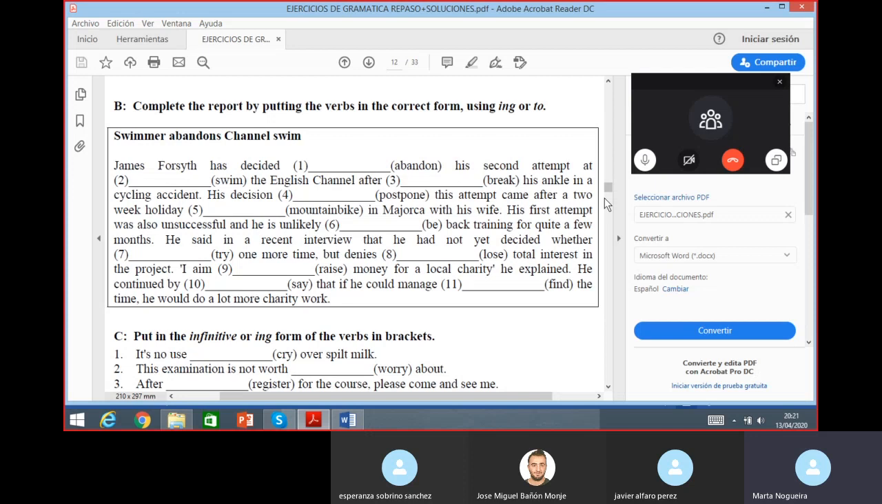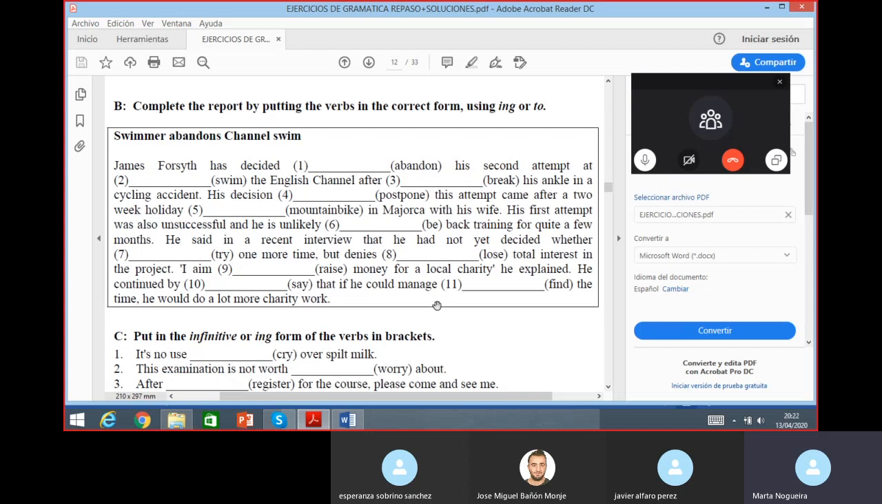His first attempt was also unsuccessful, and he's unlikely, es poco probable, unlikely to be back, regresar, okay? Training for quite a few months. He said in a recent interview that he had not yet decided whether to try, whether, sabemos que es como if, okay? Whether to try. Si intentar, entonces, si digo sí y luego intentar, eso lo tengo que poner en infinitivo. Whether to try one more time, but denies. Deny era uno de los verbos a los que le seguía un gerundio. Denies losing total interest in the project.